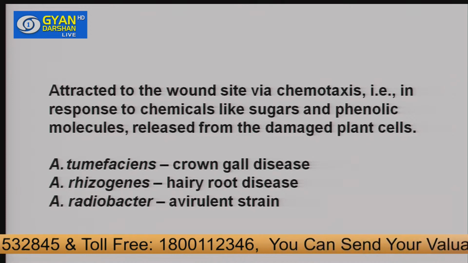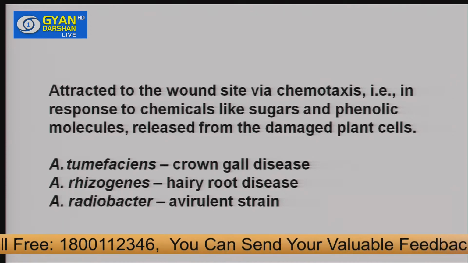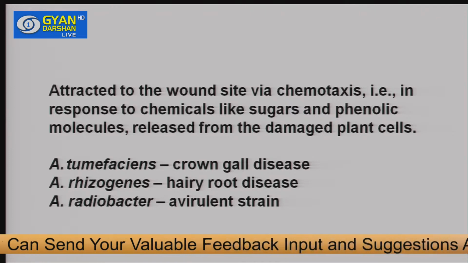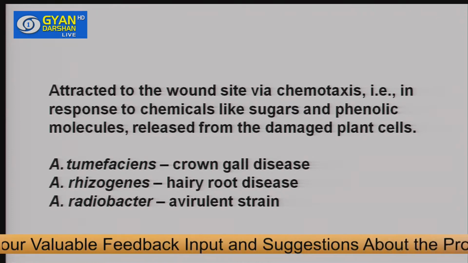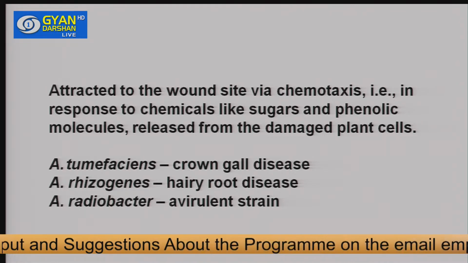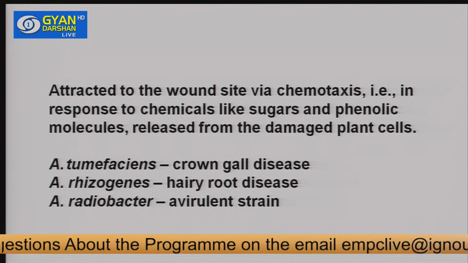So these are the three species, as you can see: Agrobacterium tumefaciens, crown gall disease; Agrobacterium rhizogenes, hairy root disease; and Agrobacterium radiobacter, an avirulent strain. Now today, as I said, I am focusing my discussion on Agrobacterium tumefaciens.